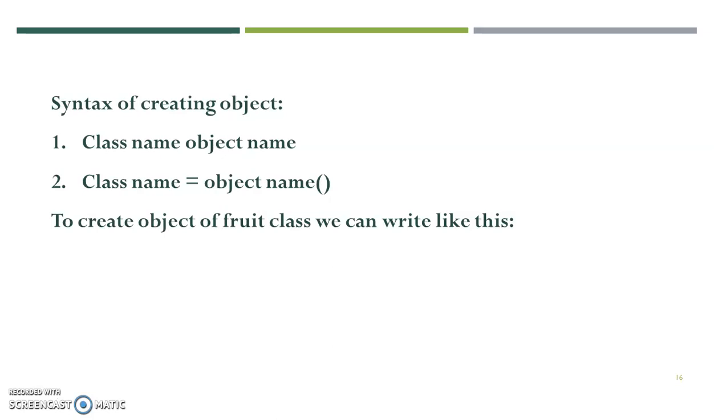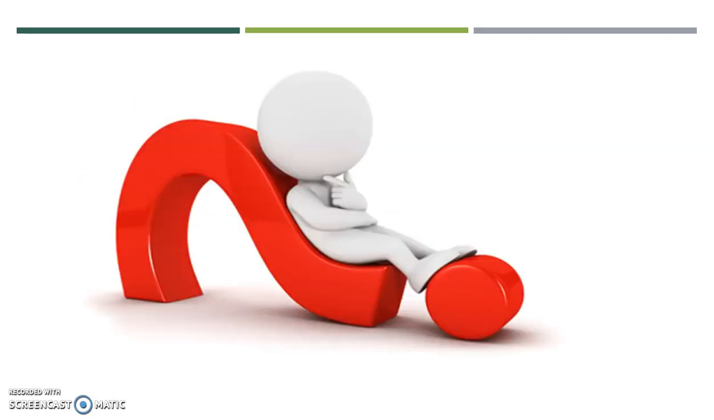To create an object of class fruit, we can write like this: fruit mango, so class name, object name. The second method, which is class name equal to object name and parentheses, is the significant way in Python to create an object. So we will stop here for the day.